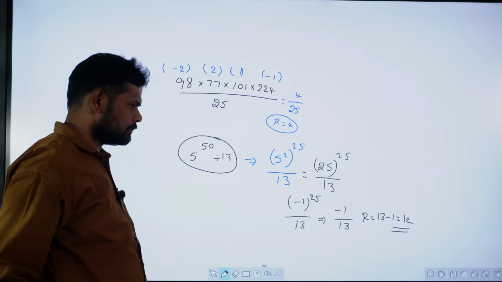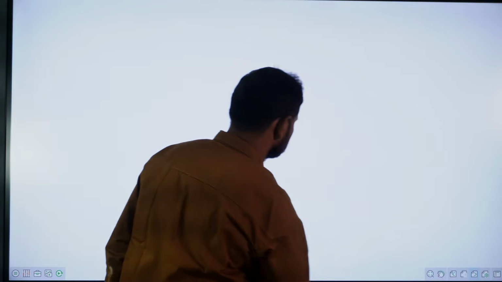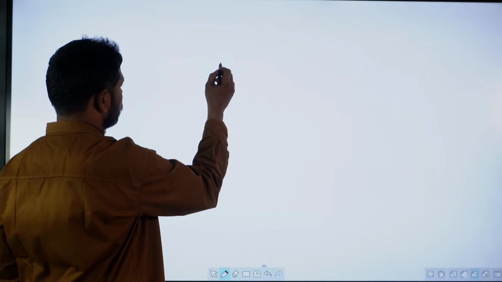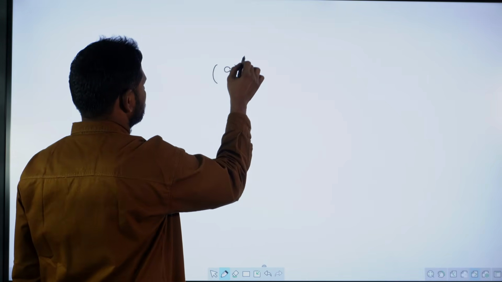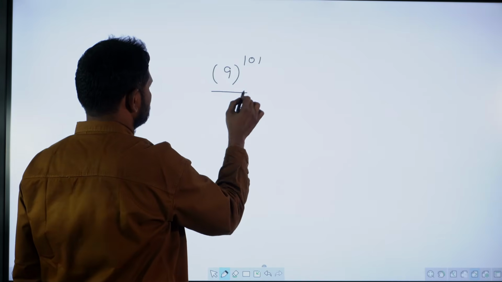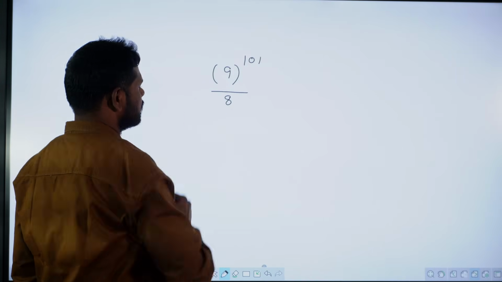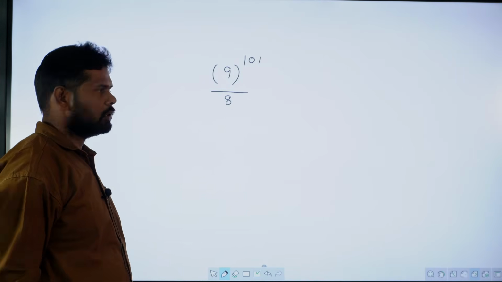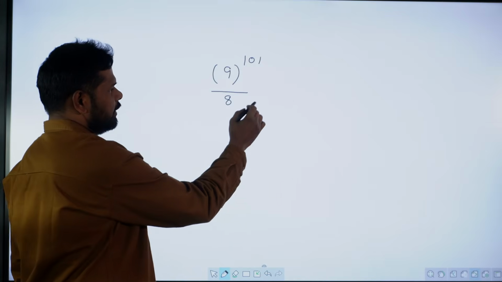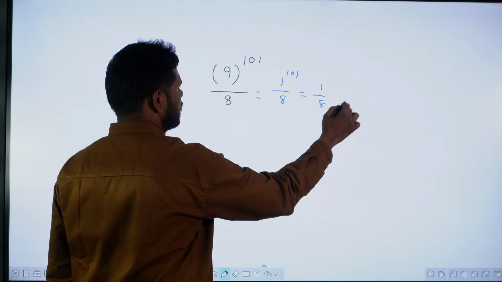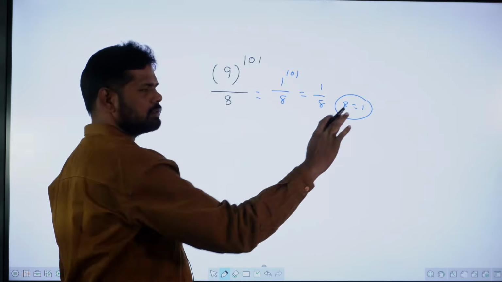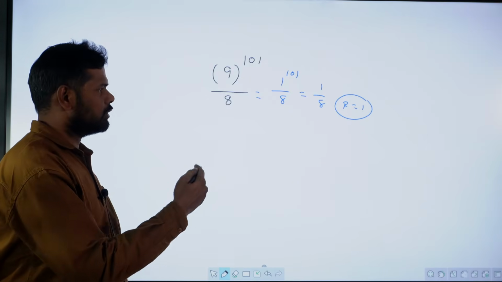Yeah, next. Suppose the question is 9 power 101 divided by 8. What is the remainder? 8 ones 8, plus 1 power 101 by 8. So simply 1 by 8, nothing but the remainder is 1. That's it. Simple. Like that we need to improve.